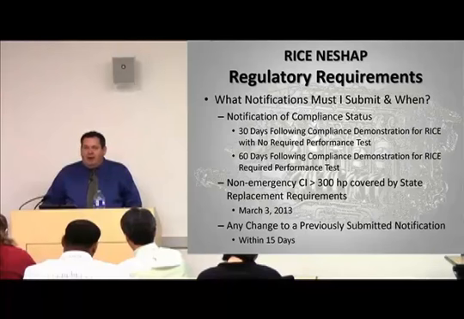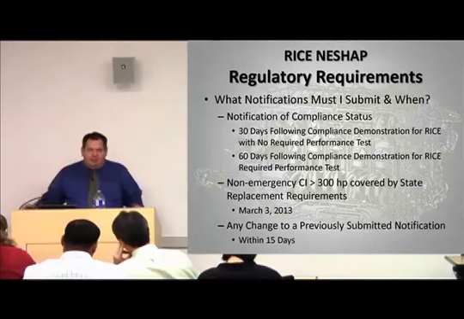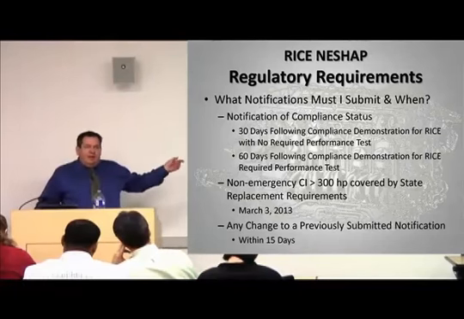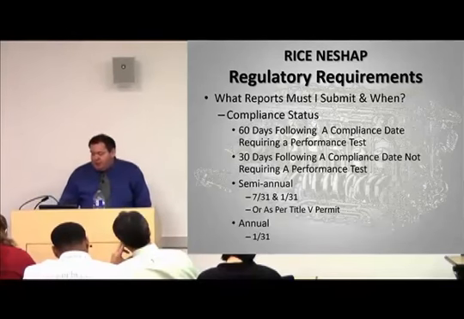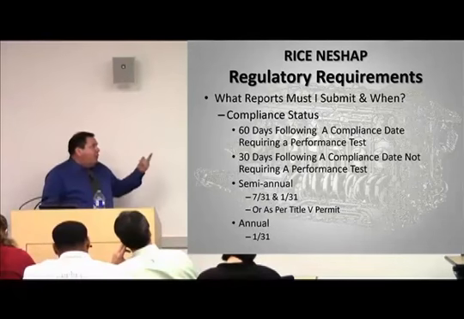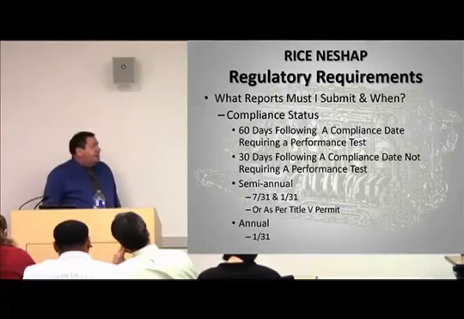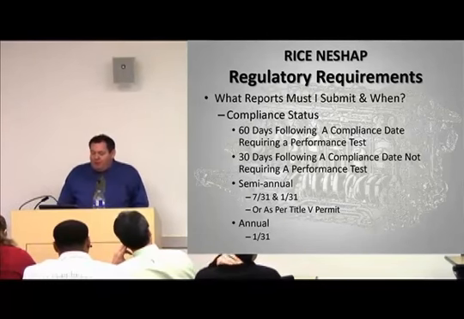And before that, there hasn't been a compliance officer there for months. So you need some type of succession plan to make sure that we keep EPA updated, or your administrator updated, to any significant changes within 15 days that those changes occur. Compliance status. So we already went over this. 60 days following a compliance requirement for a performance test, and 30 days for compliance requirements that don't require a performance test.